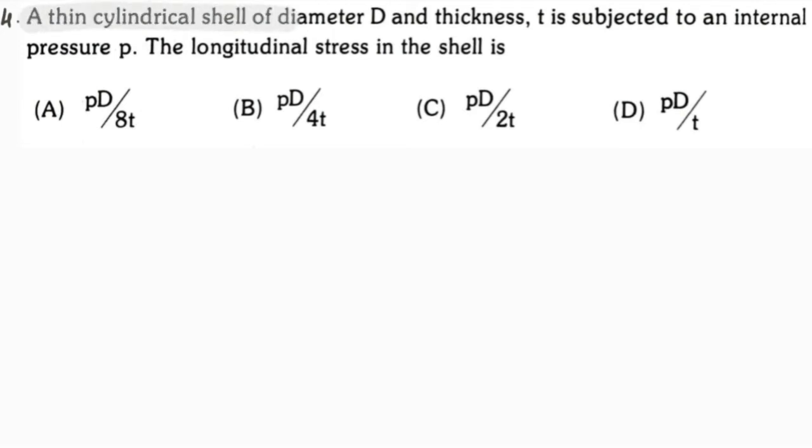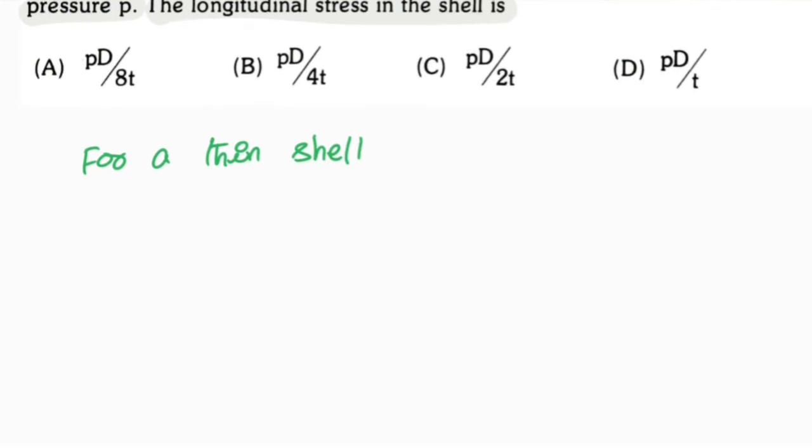A thin cylindrical shell of diameter d and thickness t is subjected to internal pressure P. The longitudinal stress in the shell, for a thin cylindrical shell or thin shell, three kinds of stress are developed. First one, circumferential.